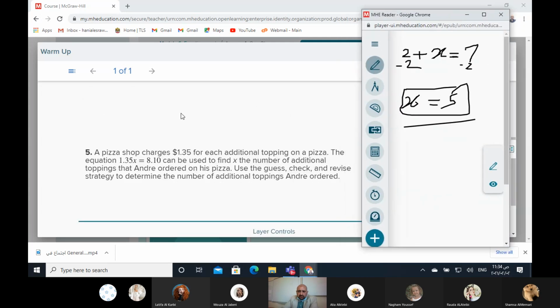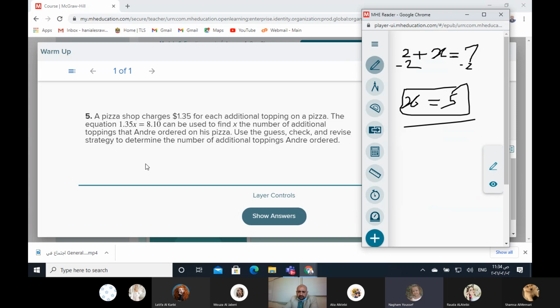Fine. Who can read exercise number 5, please? Mr., may I read it? Shamsa? A pizza shop charges $1.35 for each additional topping on a pizza. The equation 1.35x equals 8.10 can be used to find x, the number of additional toppings. Use the pizza or a guess strategy to determine the number of additional toppings in the order.